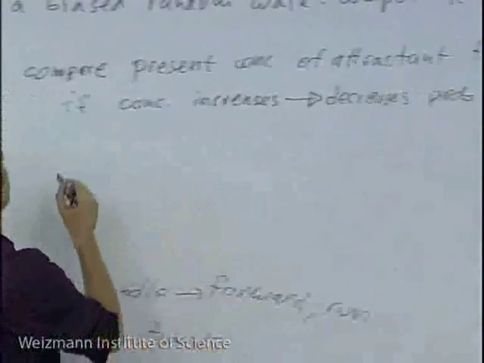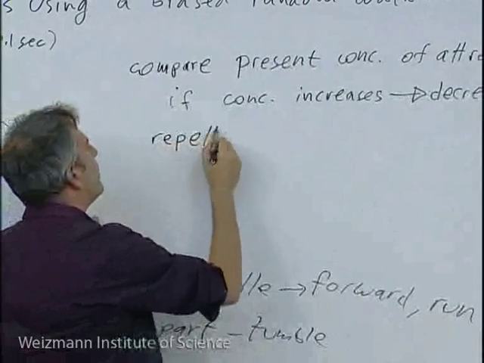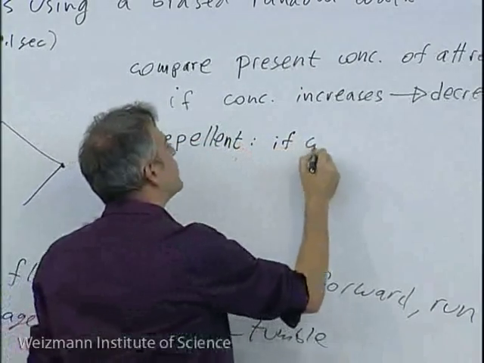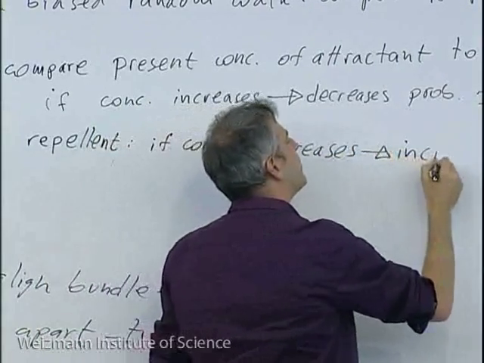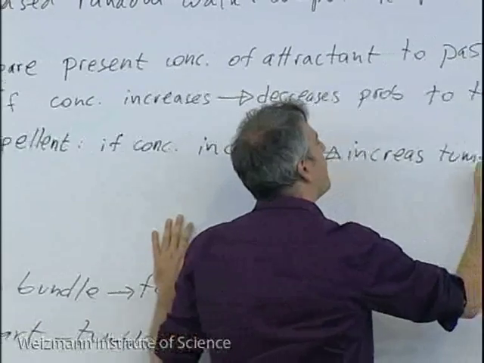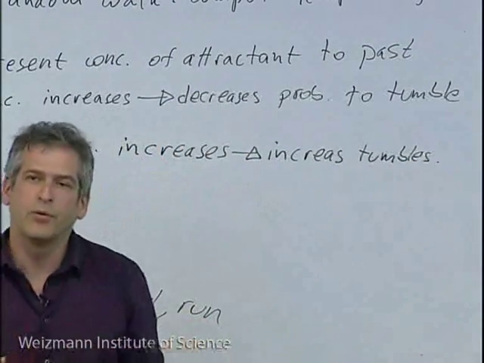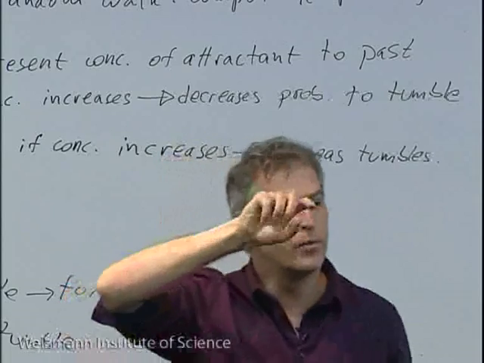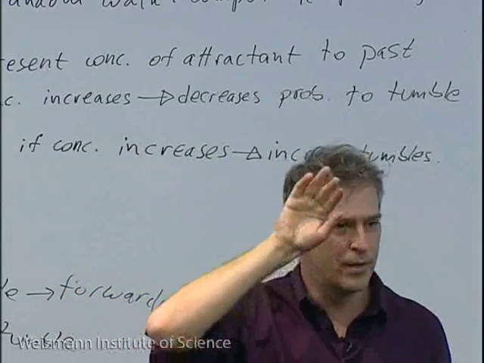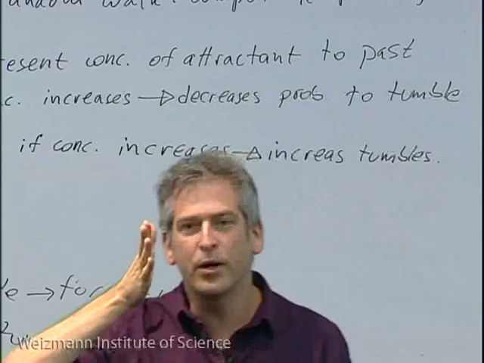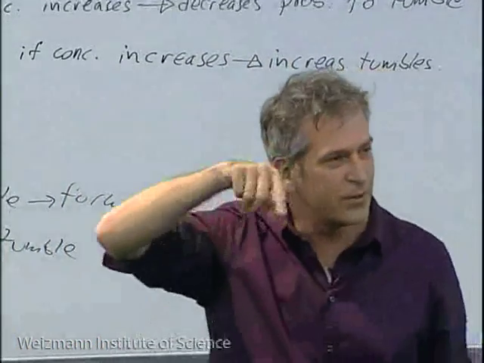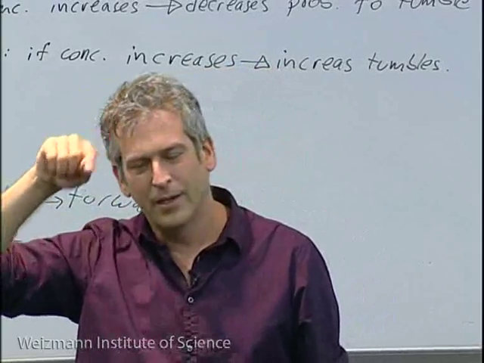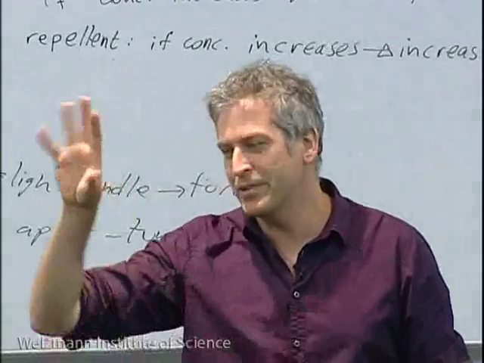By the way, if there's a repellent, if the concentration increases, you increase tumbles. And by that way, if you're going up the repellent concentration, you change direction randomly. It's a random change of direction. E. coli has no way of knowing which direction it's going except to compare the temporal gradient. So it changes direction with the tumble. It's a random change of direction. And with some luck, it'll go away from the repellent. If not, it'll change direction again.